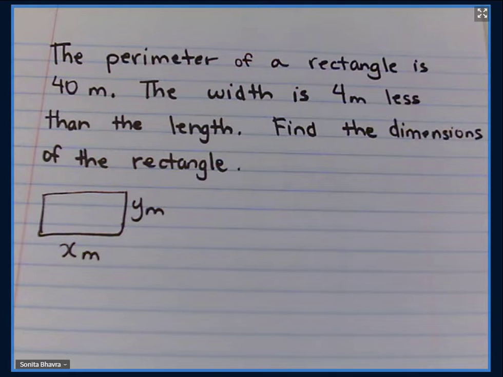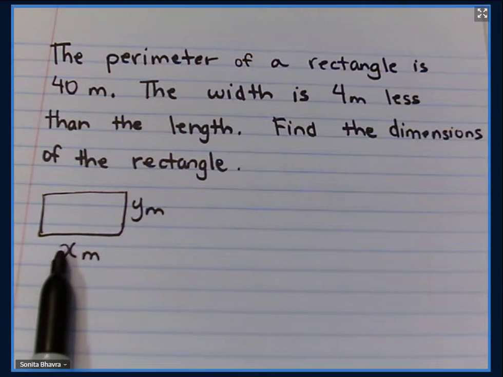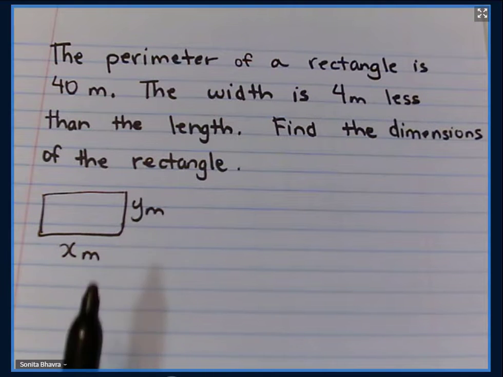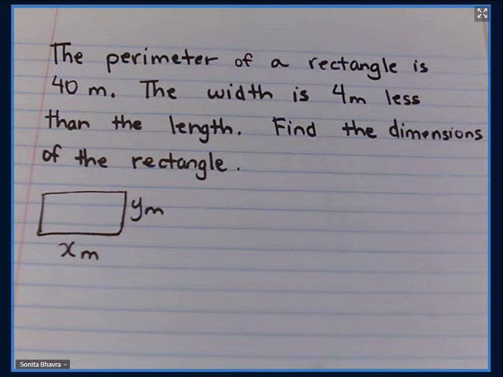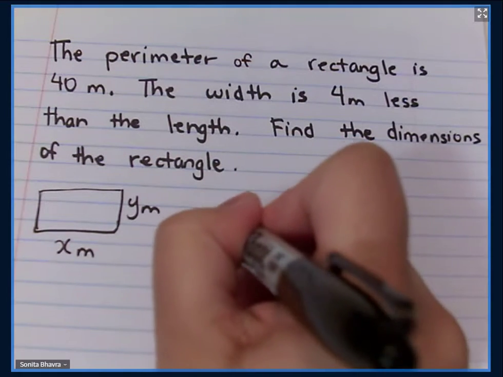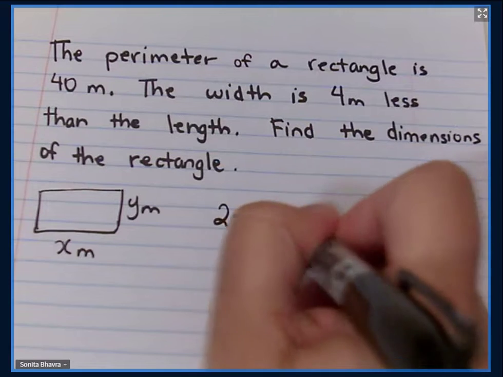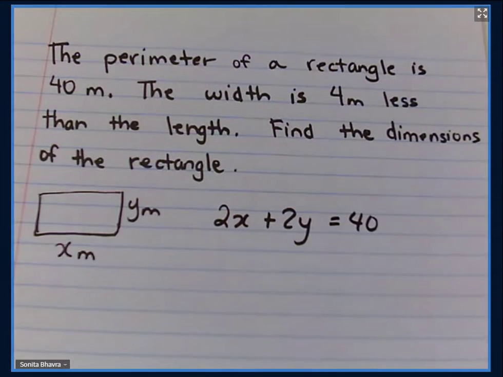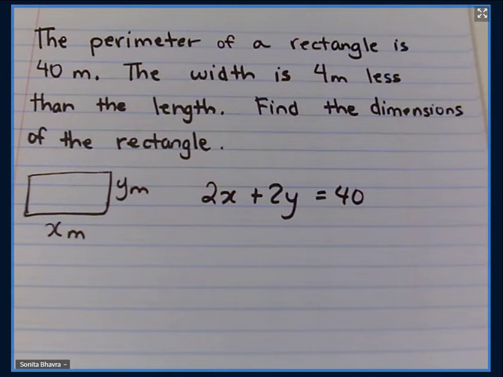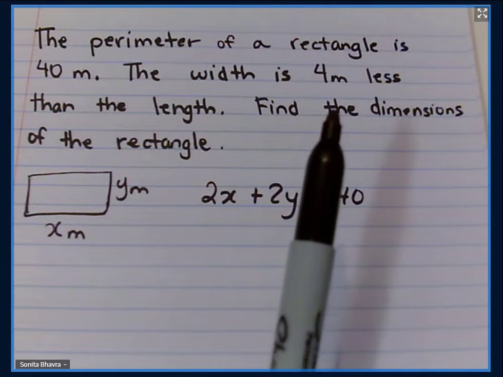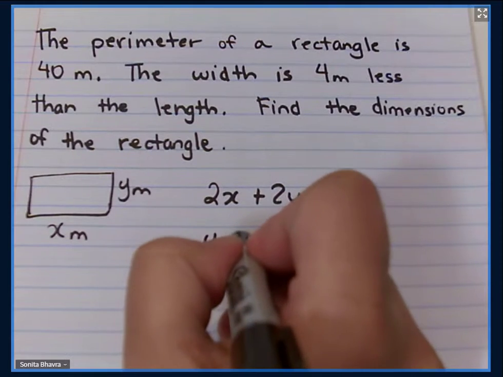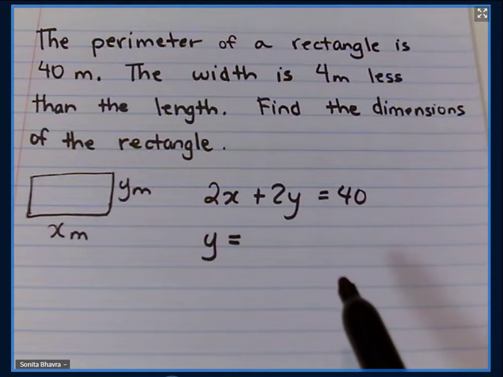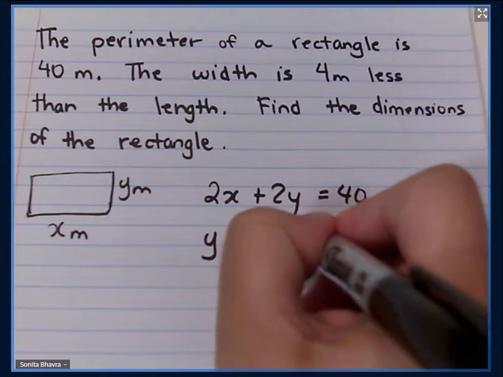All right, and we know for perimeter, it's 2 times x plus 2 times y, and we know that our perimeter is equal to 40. So that will be our first equation, 2x plus 2y is equal to 40. Next, we know that the width is 4 meters less than the length. So our width, which is y, is 4 meters less than the length. So it's x minus 4.